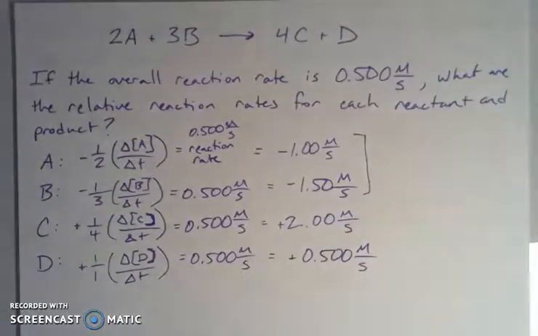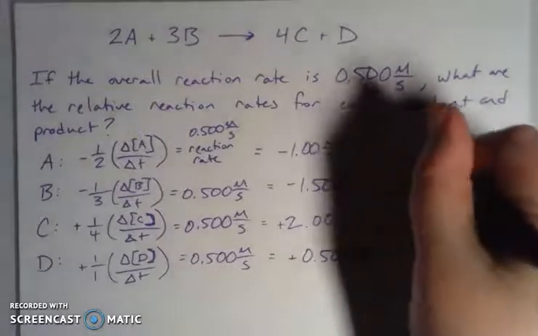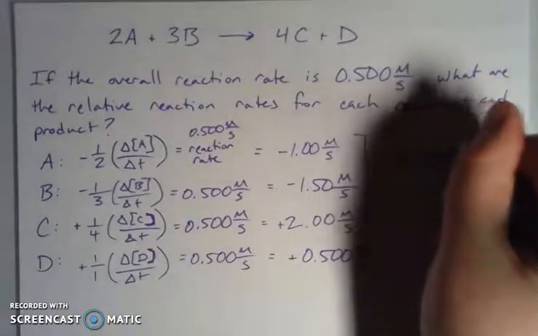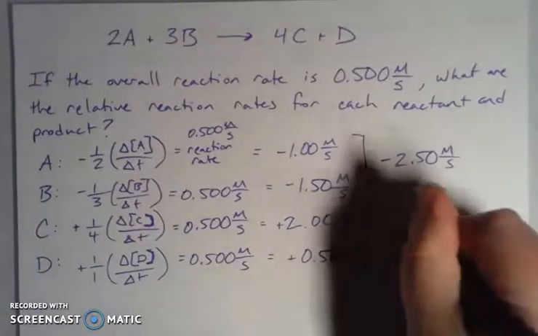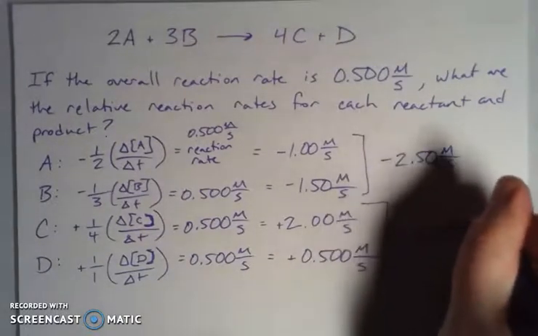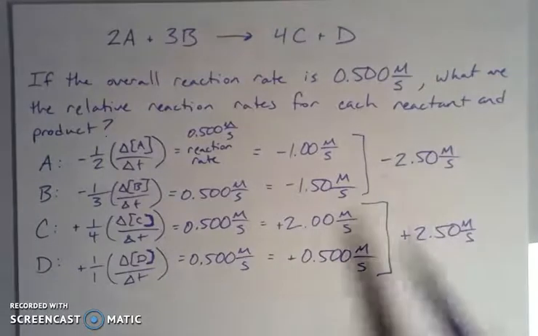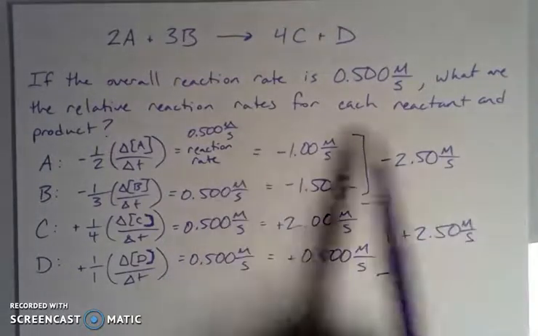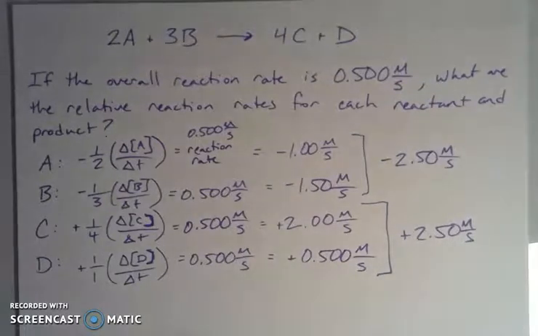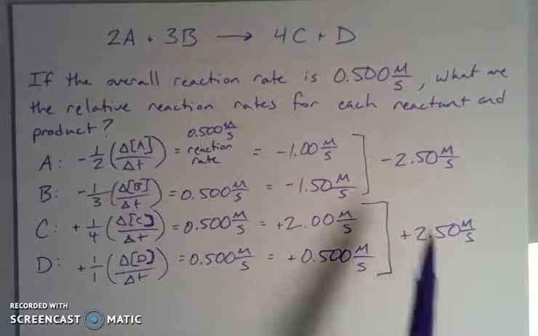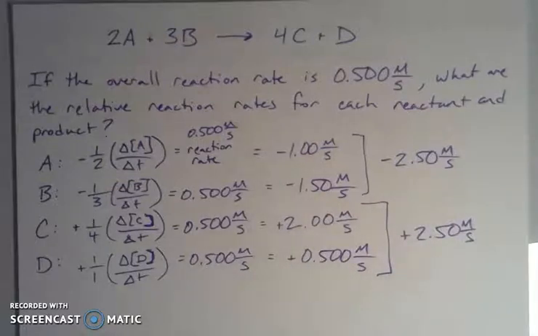If we look at the rates of the reactants and add these together, we'd get negative 2.50 molarity per second. And if we add these two together, we get positive 2.50 molarity per second. So net, I'm losing the same concentration of my reactants as I'm gaining of my products, which makes sense from an intuitive standpoint. So it's internally consistent, which is nice.